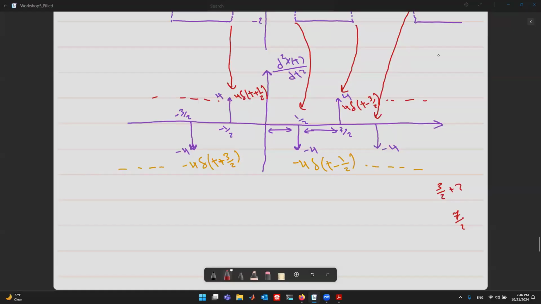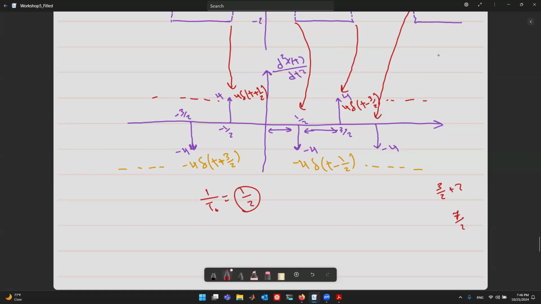Which is for an impulse train. We know that the coefficients are just impulses scaled by 1/T naught, which in our case, T naught, the period of this, is just 2, so it's 1/2.